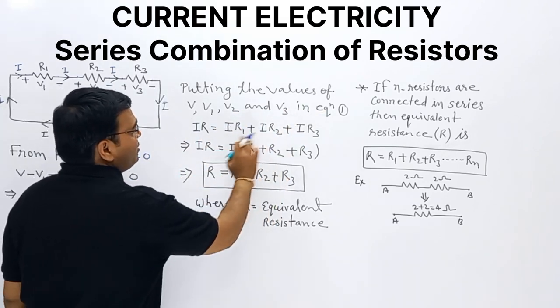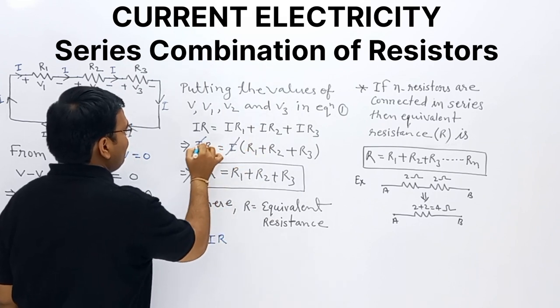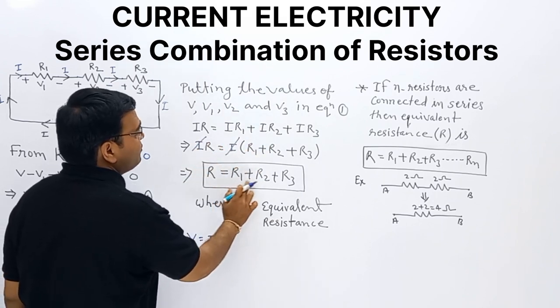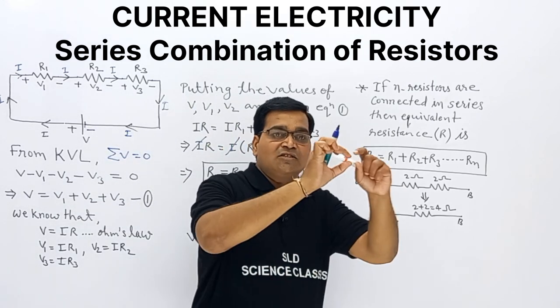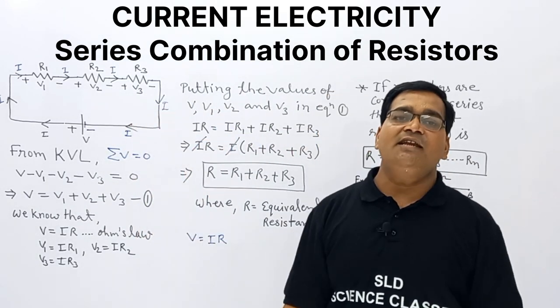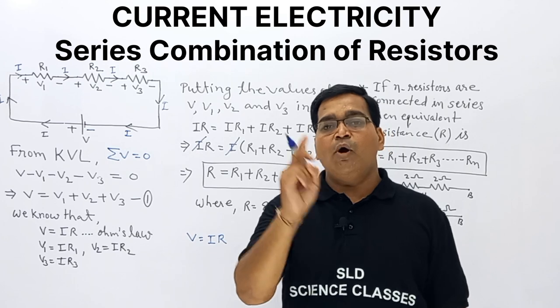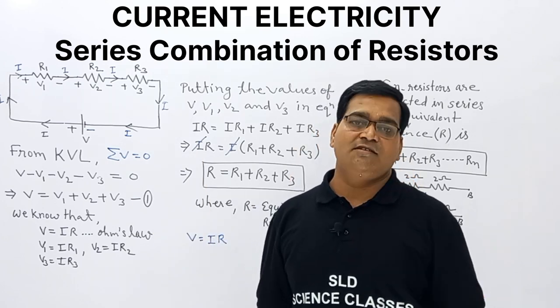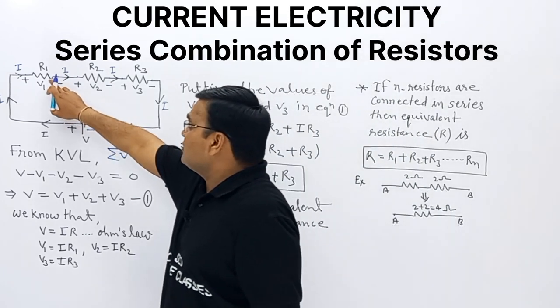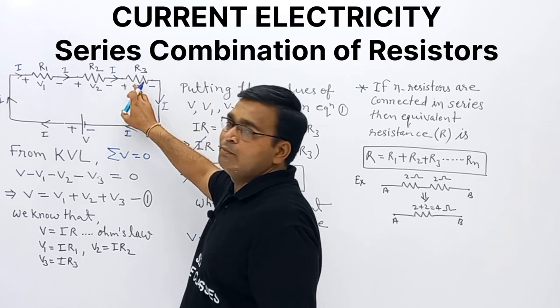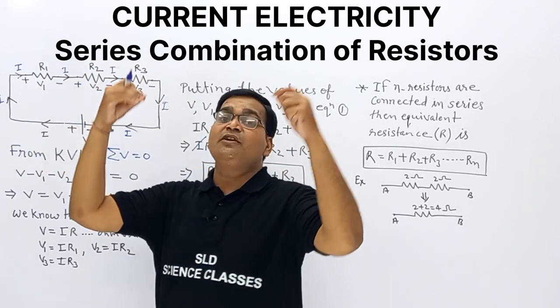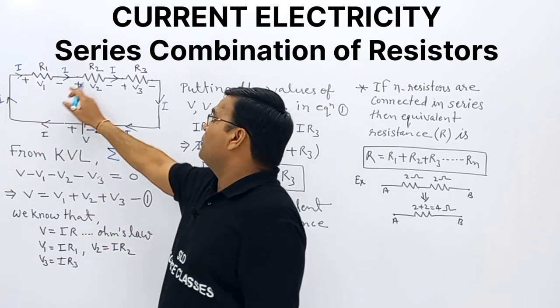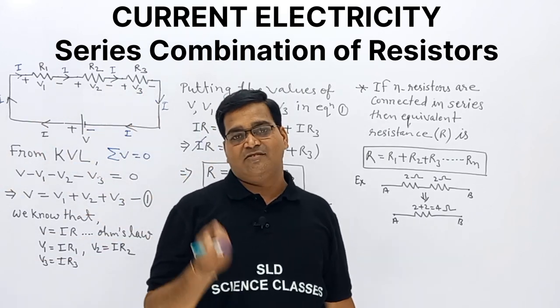Now I is common in all three, so we will cancel I. What will be remaining? R equal to R1 plus R2 plus R3. R is the equivalent resistance. Once three resistors are connected in series, the sum of these resistances will be the equivalent resistance. If this is 2 ohm, this is 2 ohm, this is 2 ohm, now what will the equivalent resistance be? These three will be converted into a single resistance. How? 2 plus 2 plus 2, 6 ohm resistance.